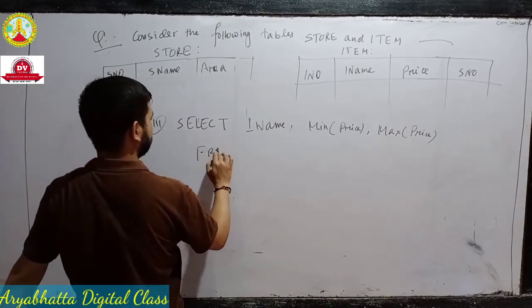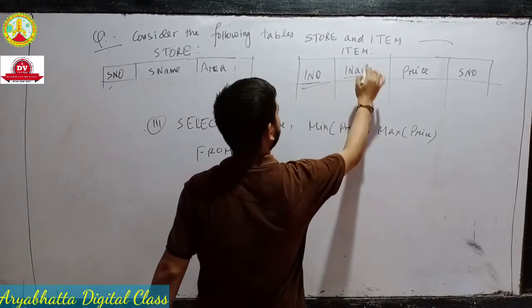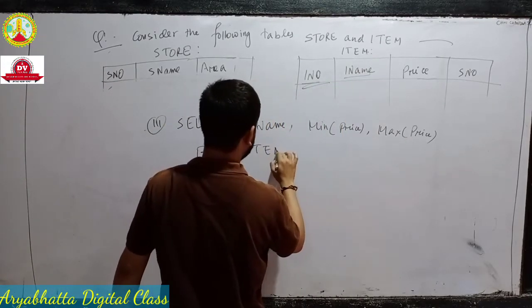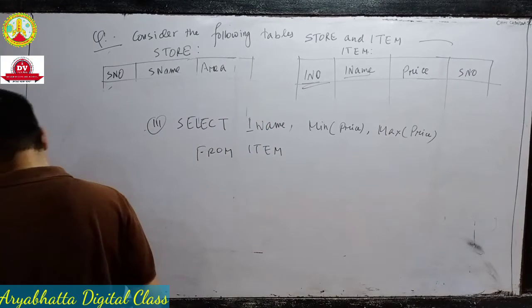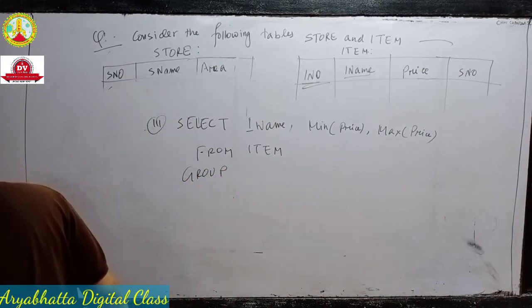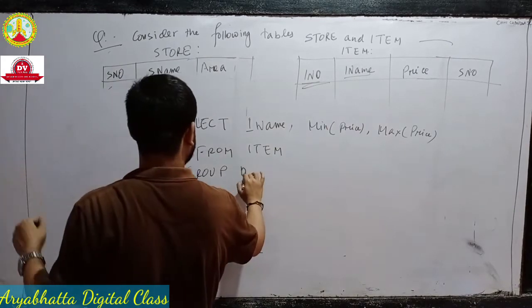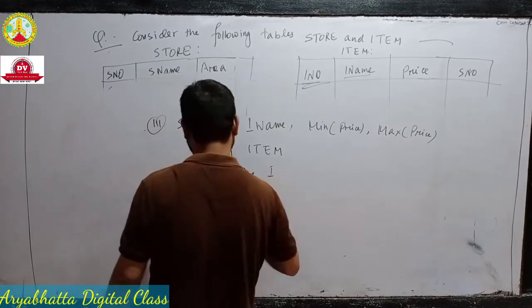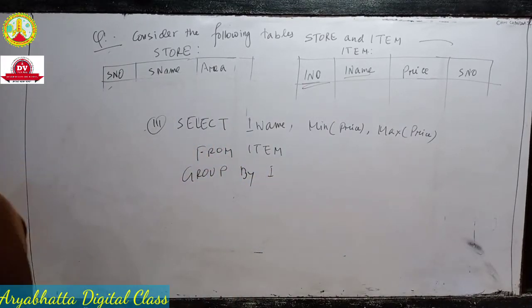From the table, the item name is coming in this table. The condition is group by. Why group by? Because we have to group by item name, as a group by clause, you see.